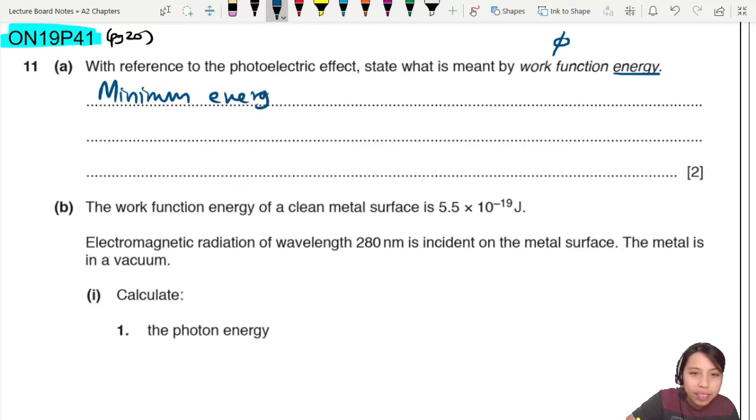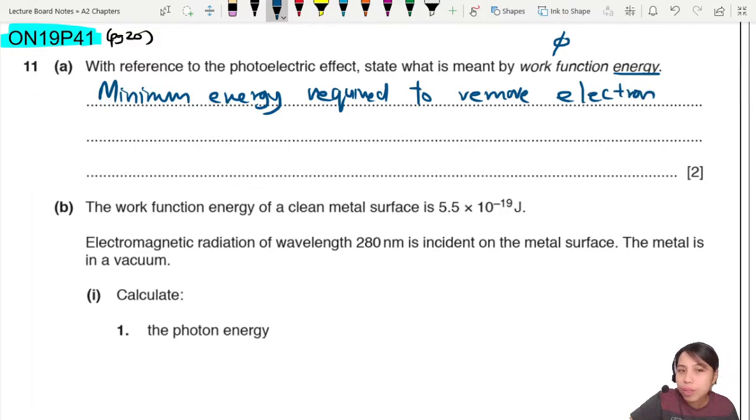Minimum energy required to remove an electron from the metal surface. So we can say from the surface. I'll say surface. Okay, so this one is 2 marks. Energy required to remove electron. This one is going to be 1 mark.